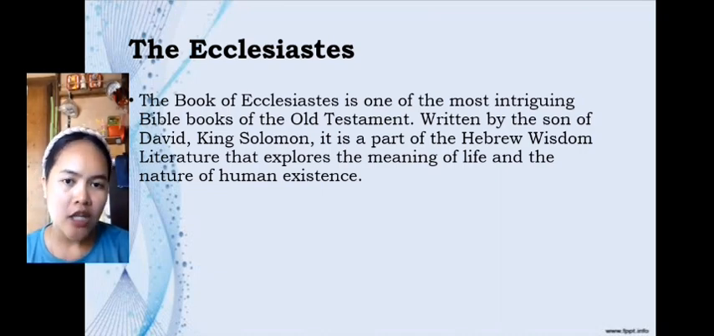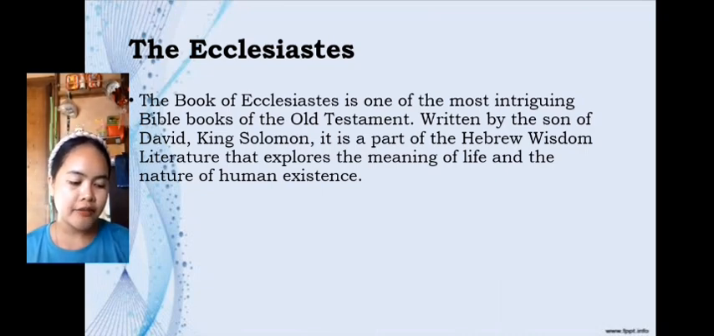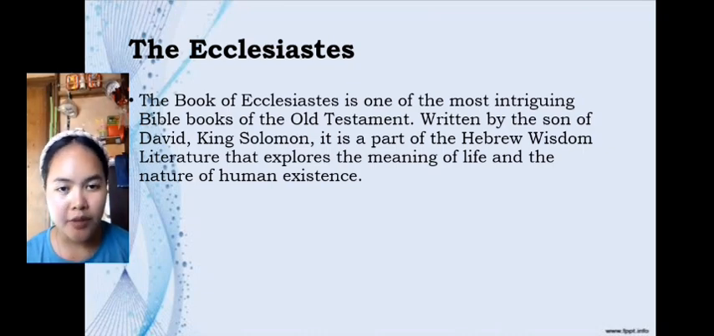It is part of the Hebrew wisdom literature that explores the meaning of life and the nature of human existence. The book of Ecclesiastes is structured and divided into three parts: part 1 introduces the teacher, part 2 gives the details, the words of the teacher, and part 3 represents the author's reflection on the words of the teacher. Those are the three parts of the book of Ecclesiastes.